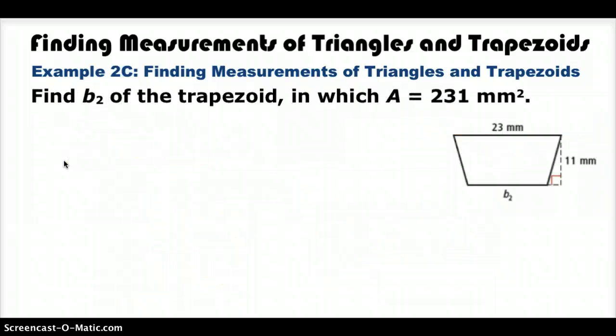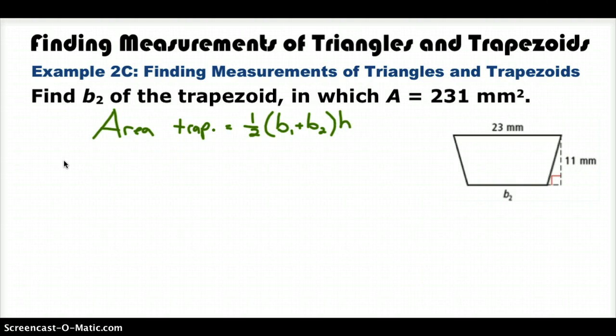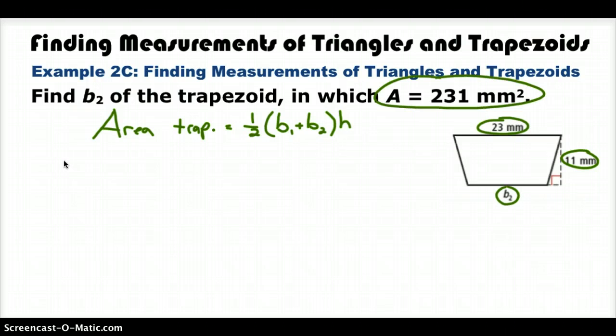In this example, it asks us to find base 2 of the trapezoid, in which the area is 231 square millimeters. Recall that the area of a trapezoid is equal to 1/2 times the sum of the bases times the height. It gives us base 1 right here, it gives us the height right here, and it wants us to find base 2, and it also gives us the area. So we're just going to plug in everything that we know. The area is 231, and we'll attach our units at the end.